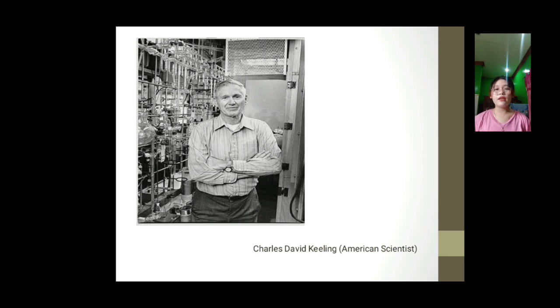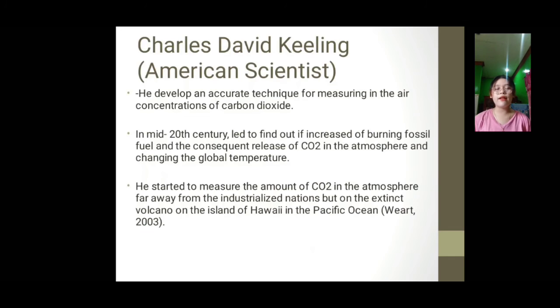So Charles David Keeling is an American scientist. He is the first scientist to develop an accurate technique for measuring the concentrations of carbon dioxide in the air. His recording of carbon dioxide at the Mauna Loa Observatory in Hawaii confirmed Svante Arrhenius's proposition of a possible anthropogenic contribution to the greenhouse effect and global warming by documenting the steadily rising carbon dioxide levels.